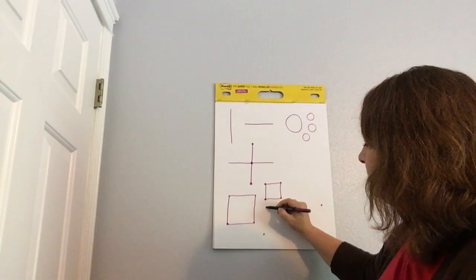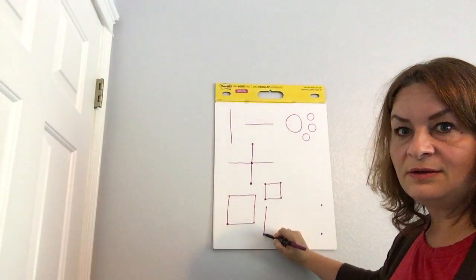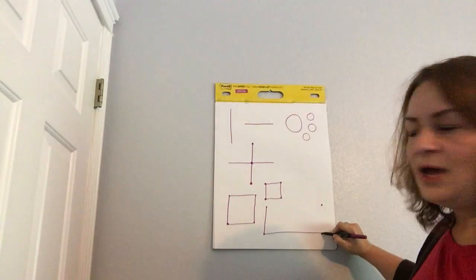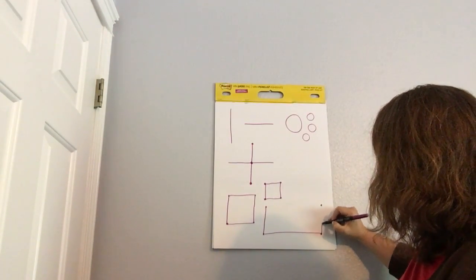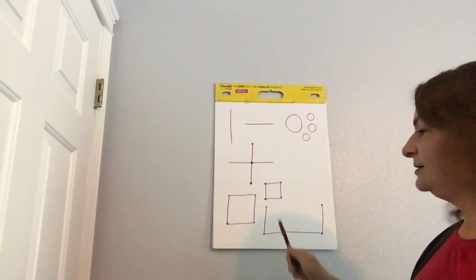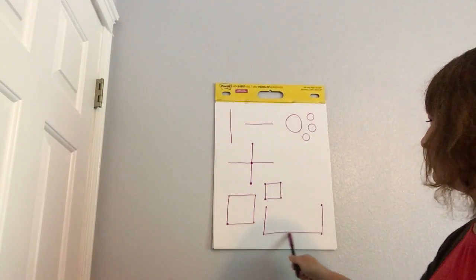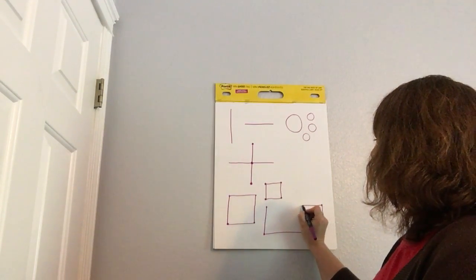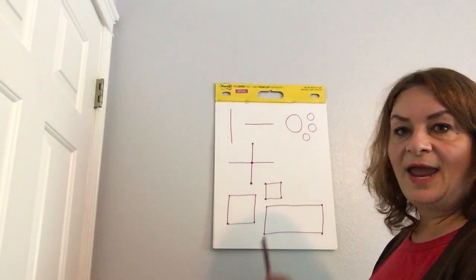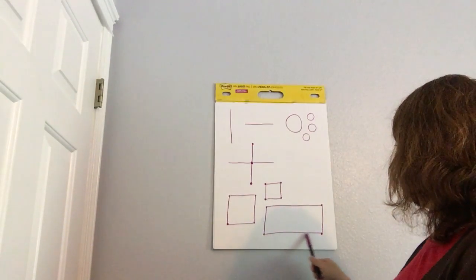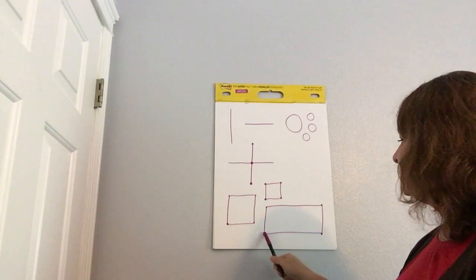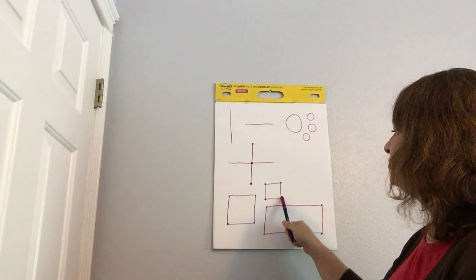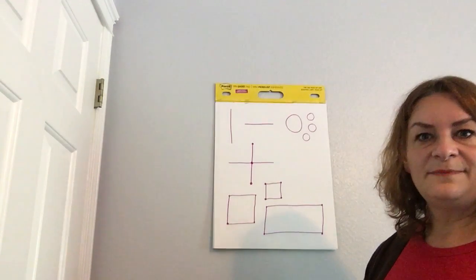I'm going to go straight down, over to the side. That's up. Did you see how long that was? And up, got down, across, up, and back, over. And we've completed the rectangle. 1, 2, 3, 4 sides.